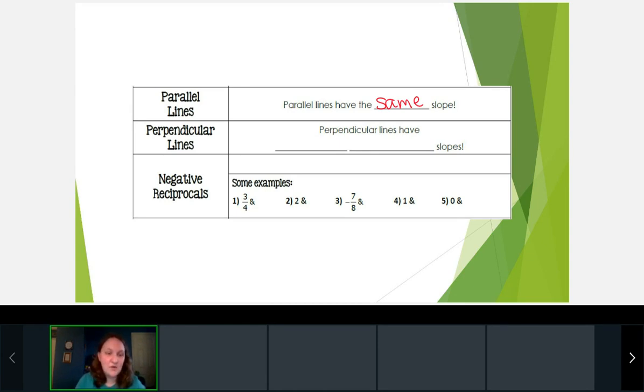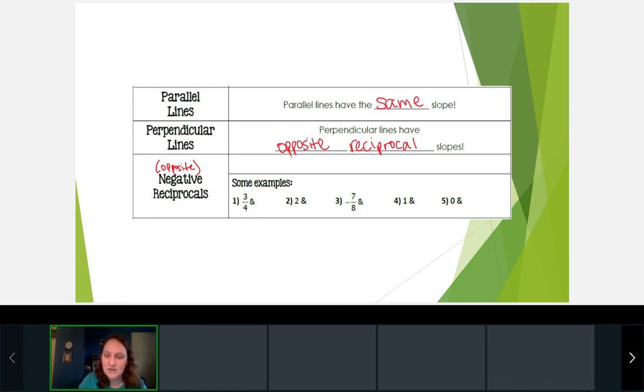Perpendicular lines are going to have opposite reciprocal slopes. And you might hear this also called negative reciprocal. I like opposite reciprocal. So either negative reciprocal or opposite reciprocal, same thing. Opposite reciprocals means that they are opposites. One's negative, one's positive. And reciprocal means that whatever's in the denominator and numerator in one number is going to get flipped for the other number. So some examples of opposite reciprocals, also known as negative reciprocals.